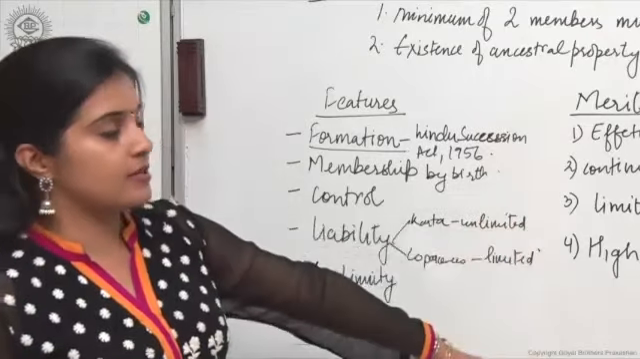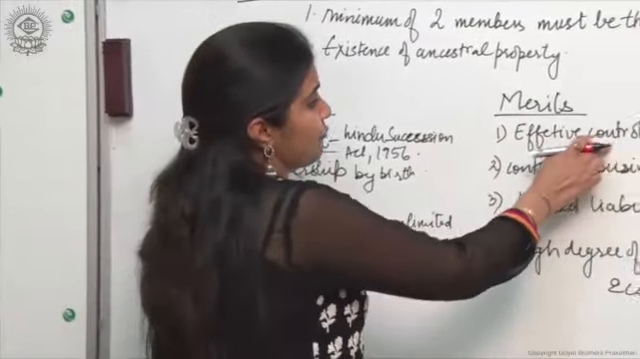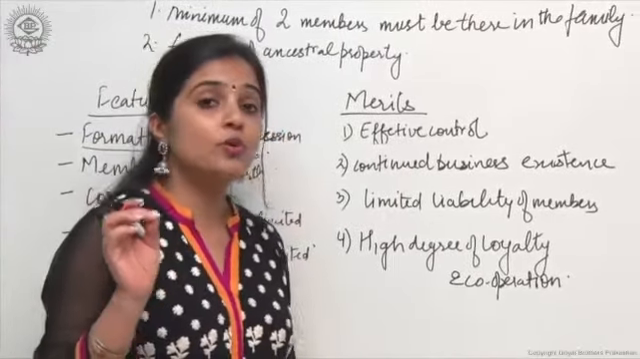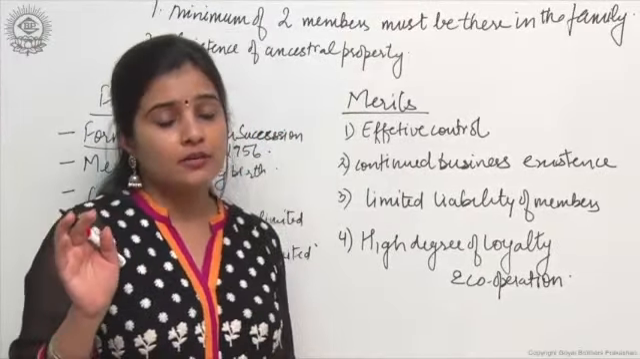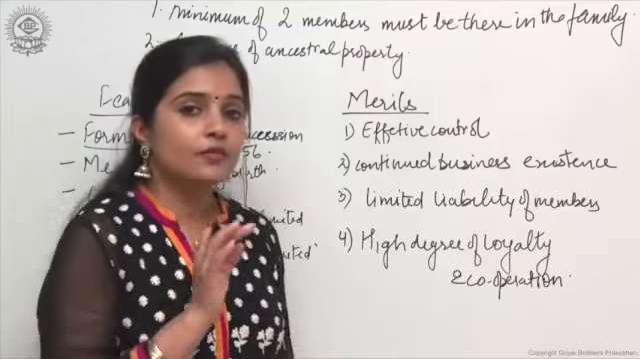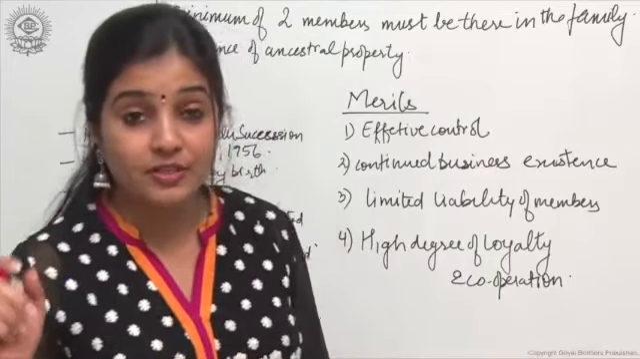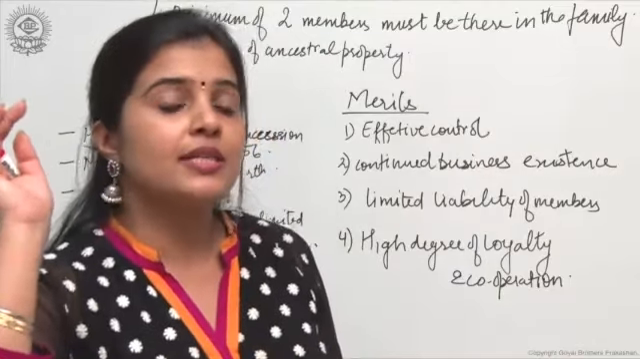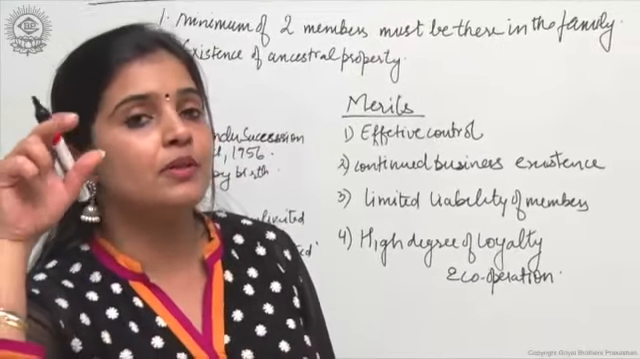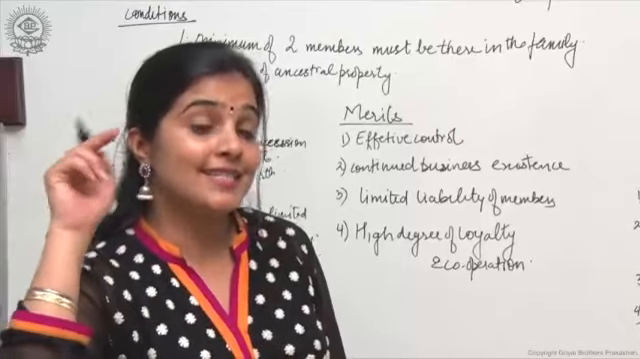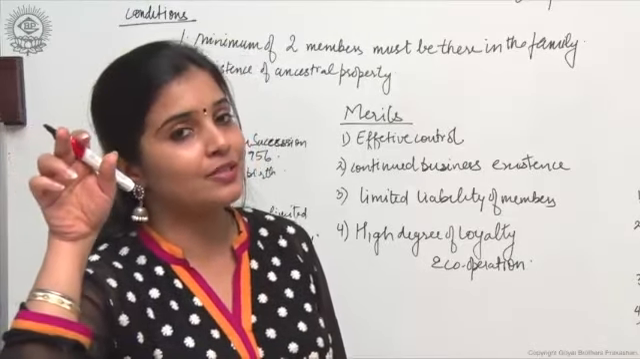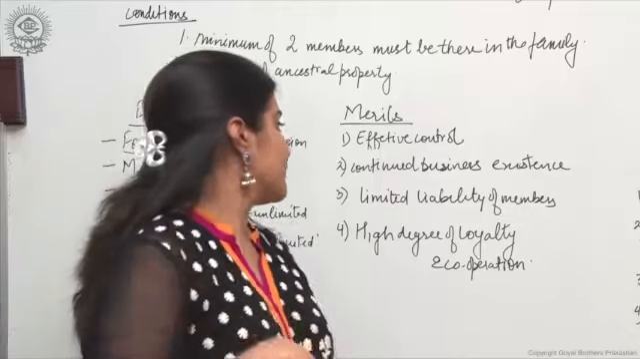Now what are the merits? First is effective control. Since the karta is the one who controls all the affairs of the business, manages the entire business and takes all important decisions, his control is pretty much effective. Decisions can be taken quickly because he doesn't really have to consult too many people, and his decisions are binding on the other members of the family. They abide by the decisions taken by the karta.